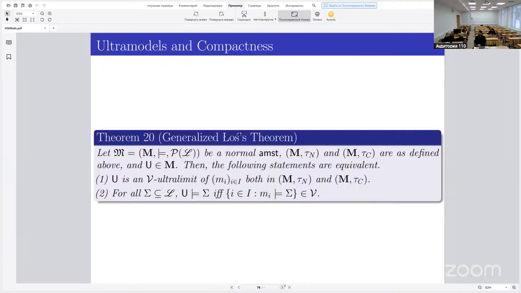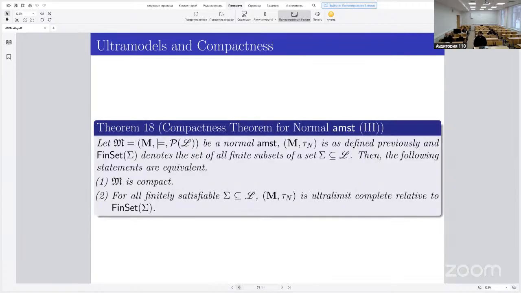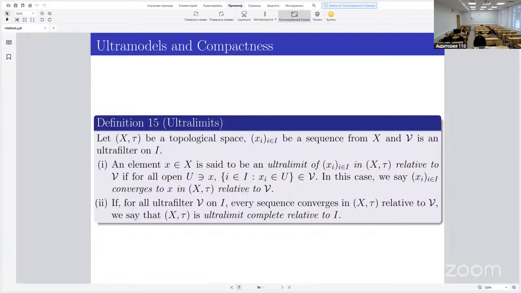V is an ultra filter on the index set. So this is a V ultra limit, which means you have an index set, and a sequence of models M_i, which got omitted here for some reason, and V is an ultra filter on the set of indices. And U is an element of M, the limit of the sequence. U is an ultra limit under this ultra filter. I'll go back to the definition. If you take the topological space introduced by this, then you get the ultra limit.